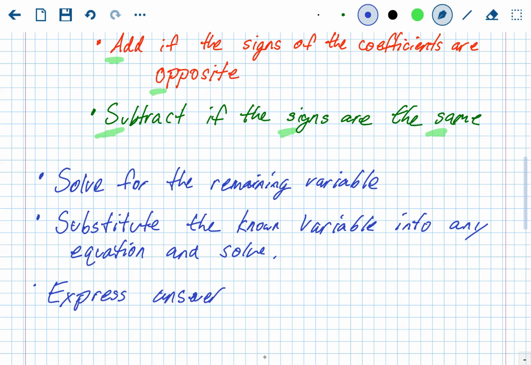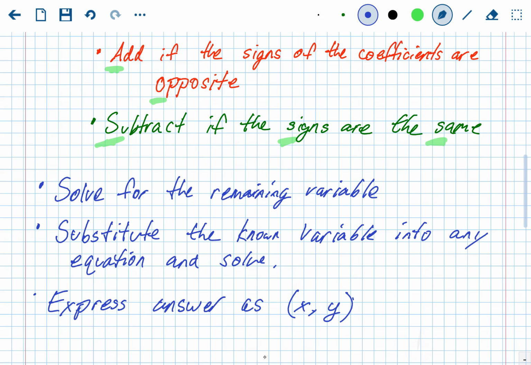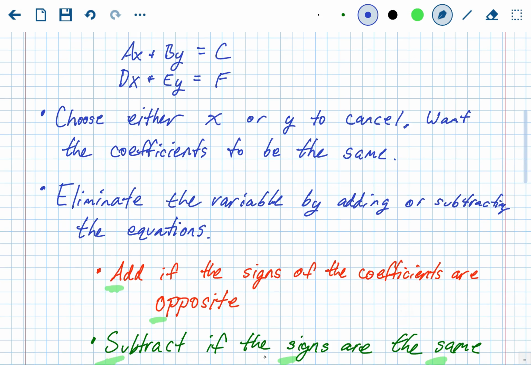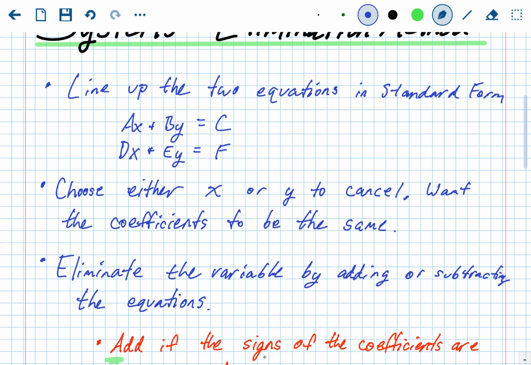So express your answer as an xy ordered pair, because again, graphically, what we're doing is we're finding the point of intersection. So x comma y. Now again, if you find y first, that doesn't mean it goes first. It always is x and then y. Okay. So, again, it looks like a lot of steps, but when you're actually doing these, it's not that bad.